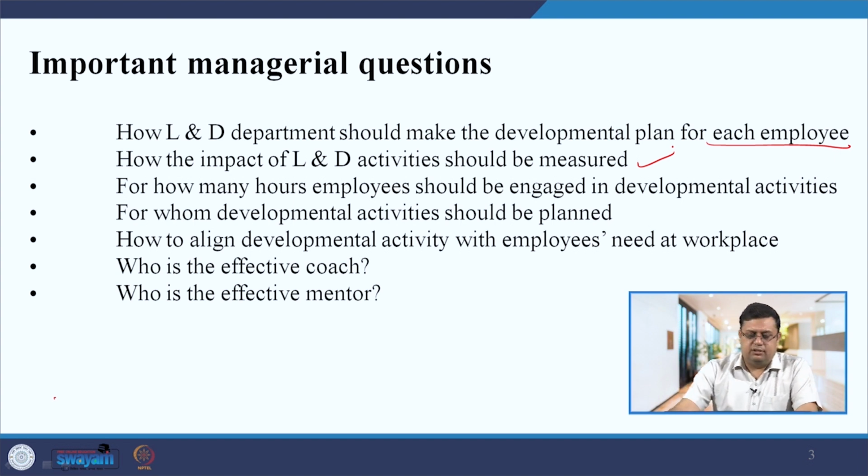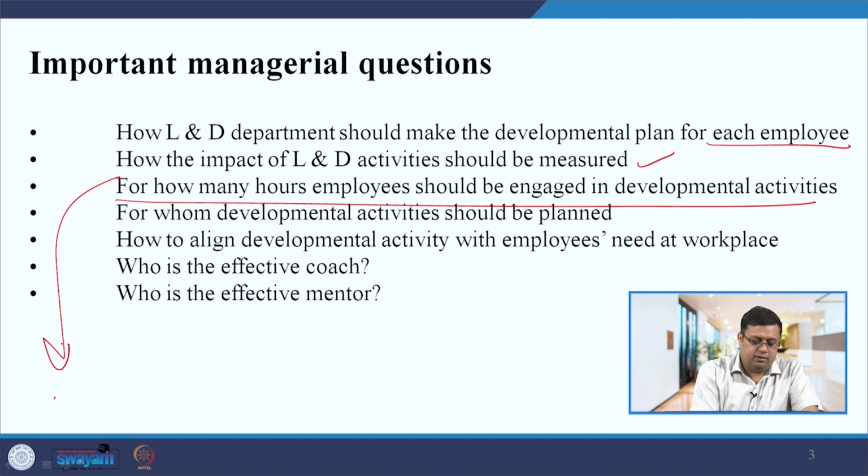For how many hours should employees be engaged in developmental activities, right. This is the question that I always raise, because at a workplace not only developmental activities are there, training is there, meetings are there, and the job for which you have hired the employee, that also the employee is supposed to do, right. So, an employee has to achieve the goals for which the employee has been hired inside the organization.